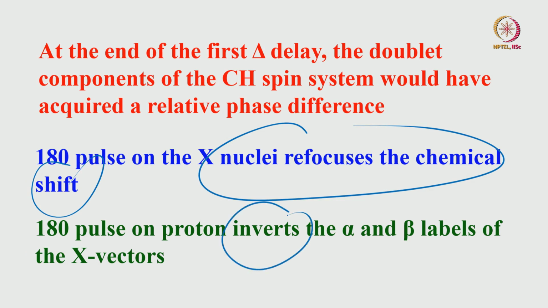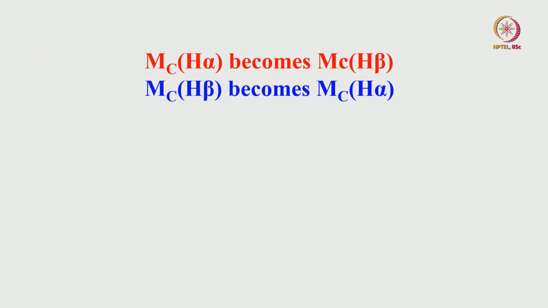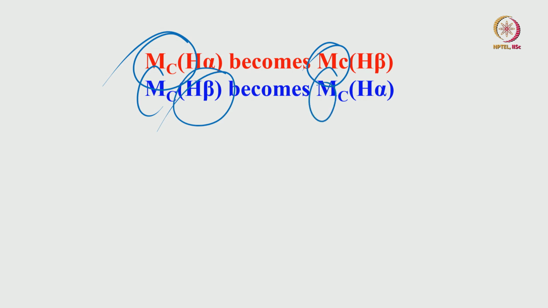The 180 pulse on proton inverts the alpha and beta spin states of the X vectors. It will invert it because it is coupled to that, so it is a doublet. As I told you already, applying a 180 pulse will invert the alpha and beta labels. The labels get interchanged. The magnetization of carbon corresponding to H alpha now becomes the magnetization corresponding to H beta, and the magnetization of carbon coming from H beta now becomes that coming from H alpha.